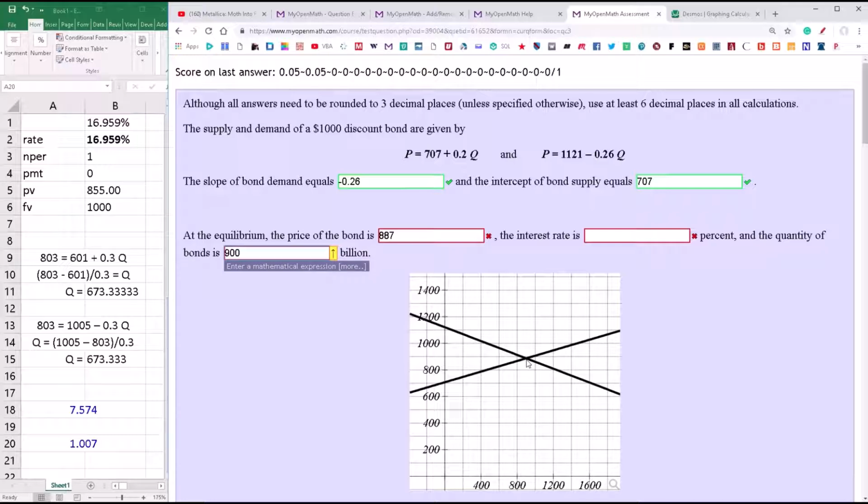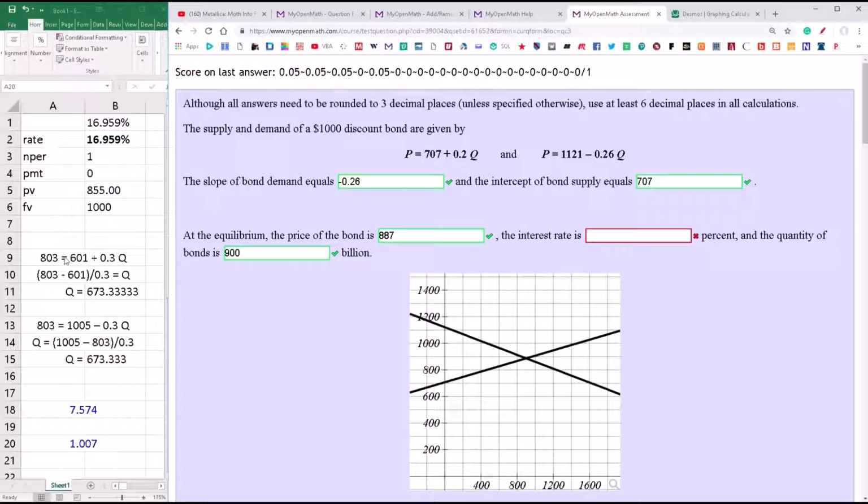And that looks about right here, right? 887 is just below 900. And then 900 is right in between the 800 line and the 1000 line. Okay, then hit enter to see if we got it right. And we did. Okay, now we got to find the interest rate, right?